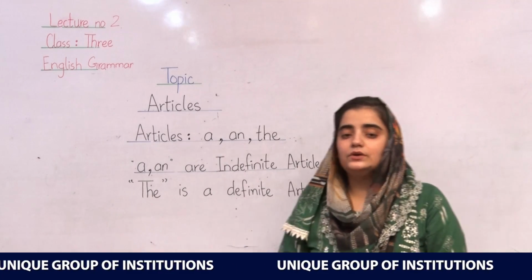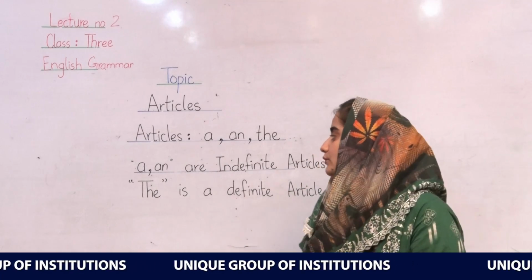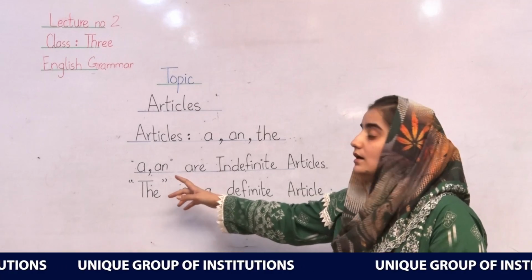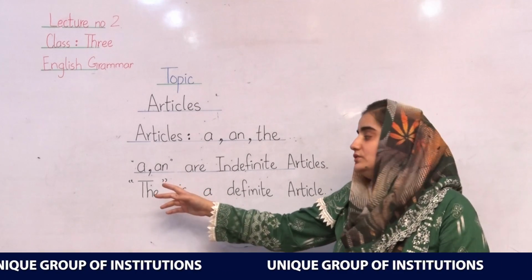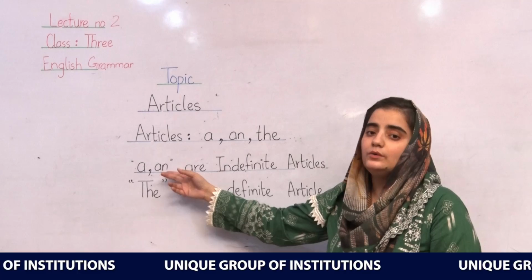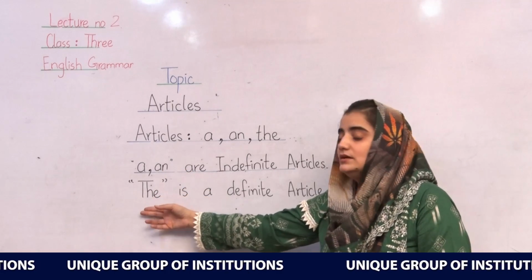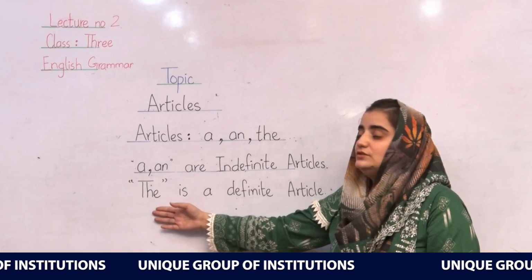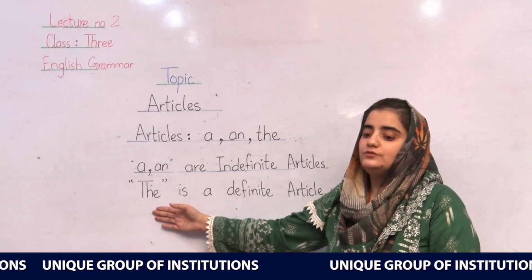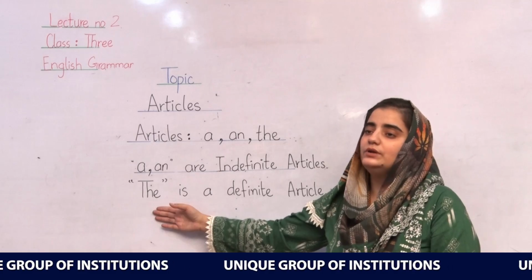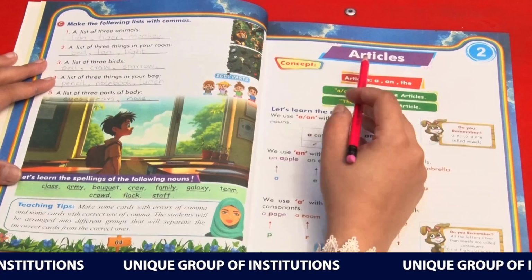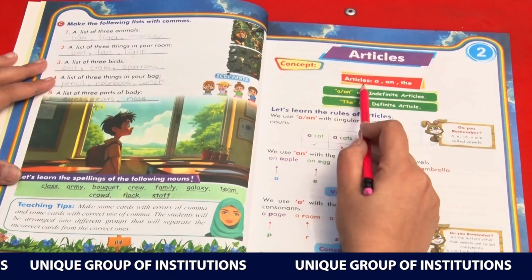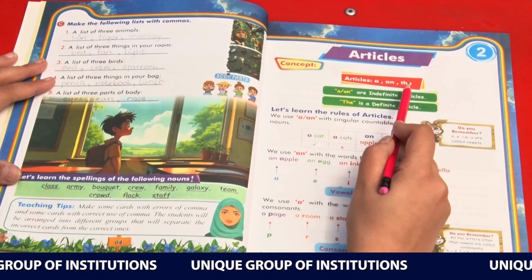For your understanding, we can say a is used with consonant sounds and an is used with vowel sounds. The is used for specific nouns, because the is used for a specific one. Let's move to the book intro and then we are going to move on to the exercise. Articles concept, as I showed you on the board: a, an and the.